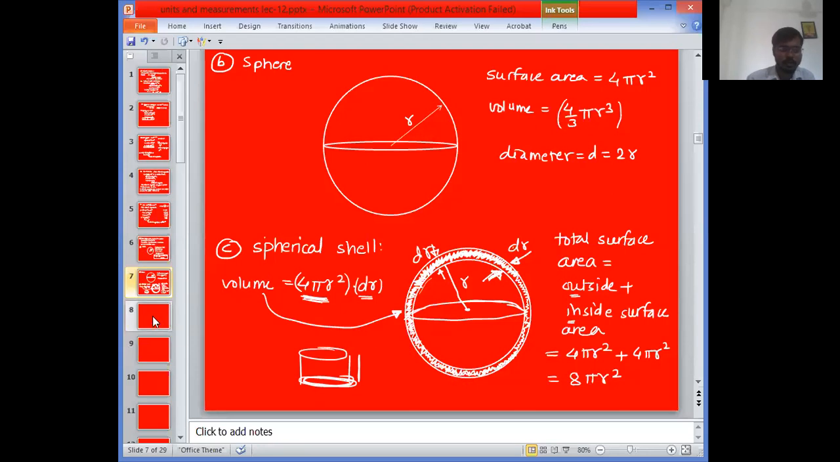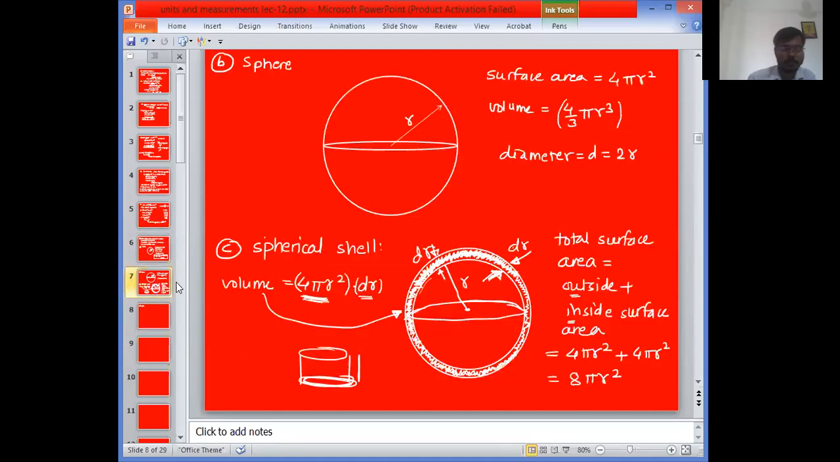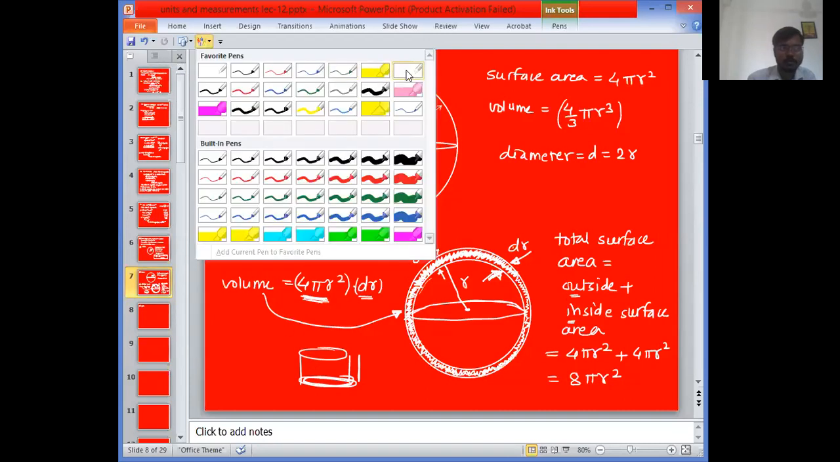Okay, the next object we are going to write on the next slide. The next object is the cylinder. Can you explain the point dr? Look at the dr point, child. In the case of a cylinder, how will we find the volume? How do we find the volume in case of a cylinder?